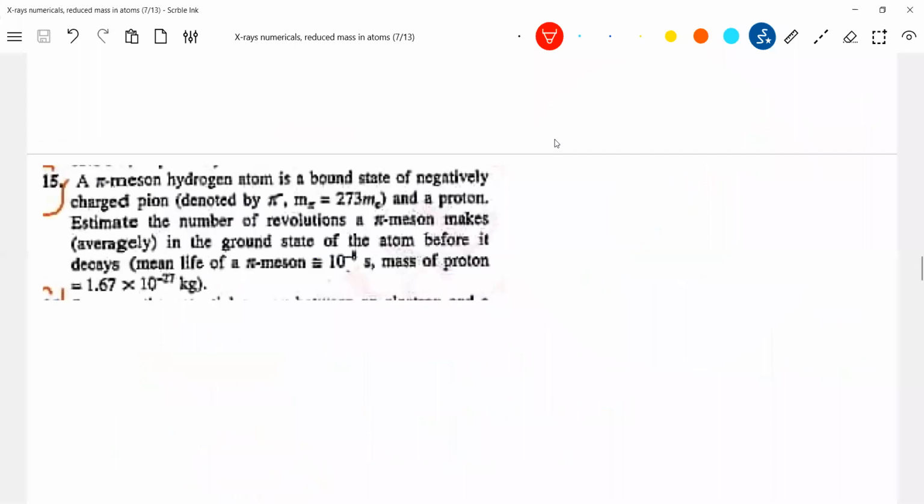The same problem: a μ-meson is a bound state of a negatively charged pion, so here 273 m_e, and a proton. Estimate the number of revolutions. I think it is the same thing, only the mass of the revolving particle has become 273 m_e. Earlier 207, now 273, like that for the charged pion. I think in chemistry maybe it's useful. In physics, just like reduced mass, we have to take it. So work out such problems. I think it's there in the Singhal book, some 3 numericals are there. In ICON also there are 2. Work out a few.